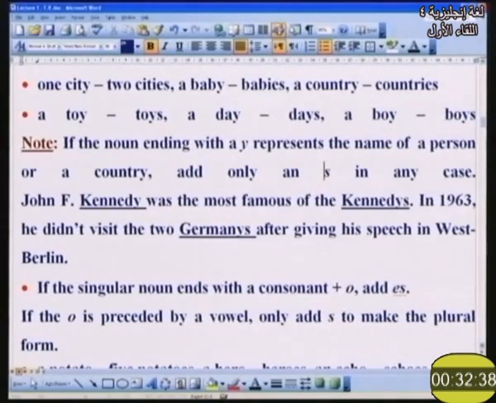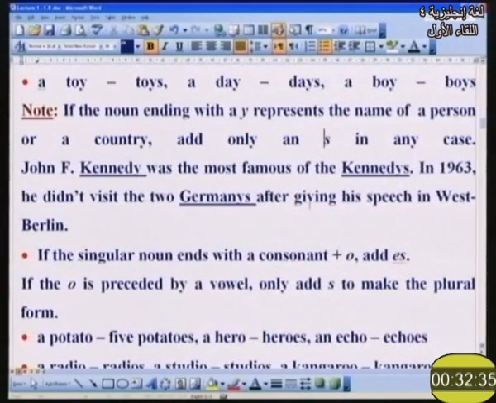For example, we have this sentence. John Kennedy was the most famous of the Kennedys. Kennedy is the name of a person. It ends with a Y, and before the Y we have a D. But we don't follow the rule. We don't drop the Y and put IES because this is a noun. This is a name of a person. This is a proper noun. So we just add an S.